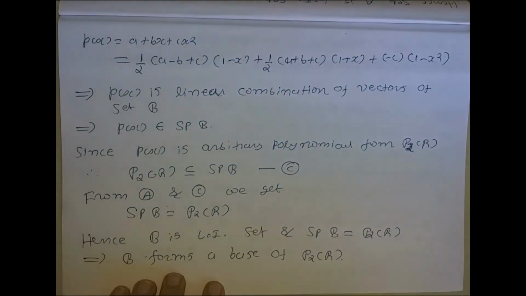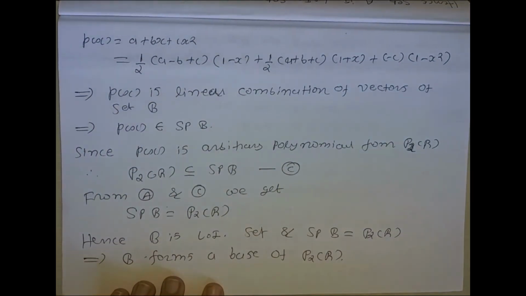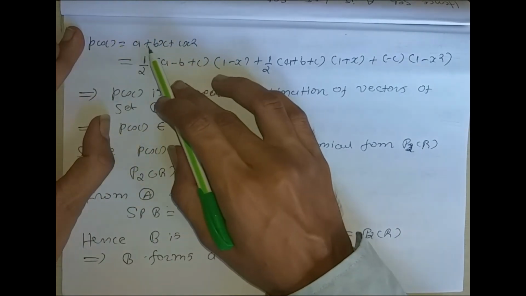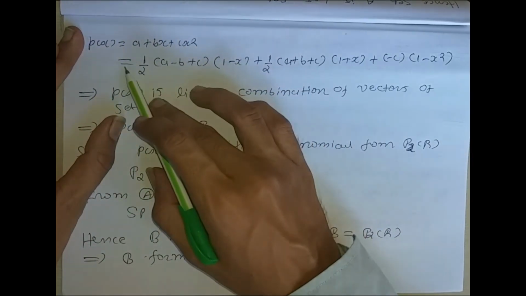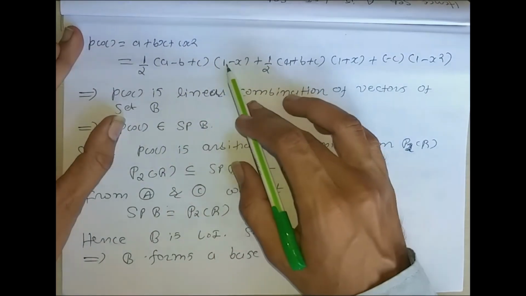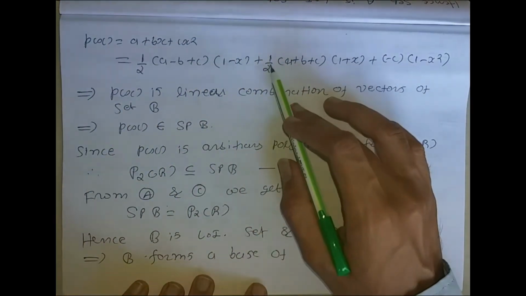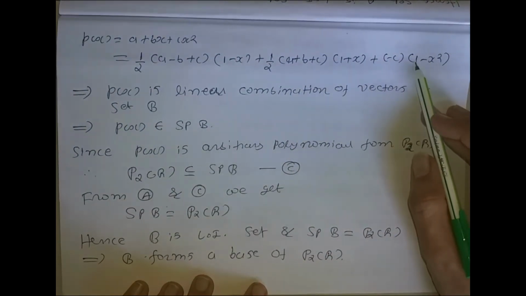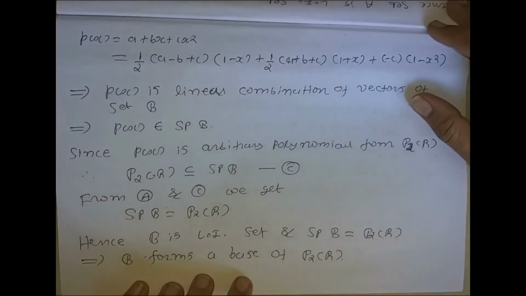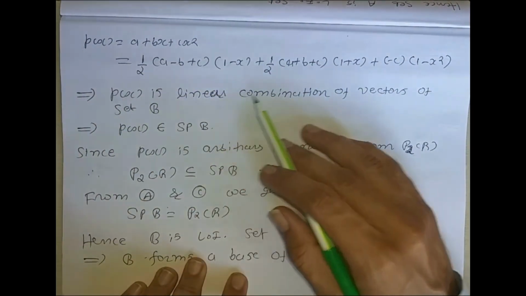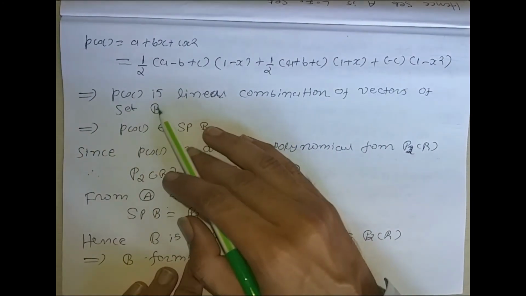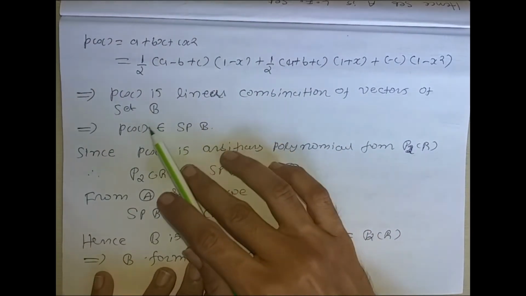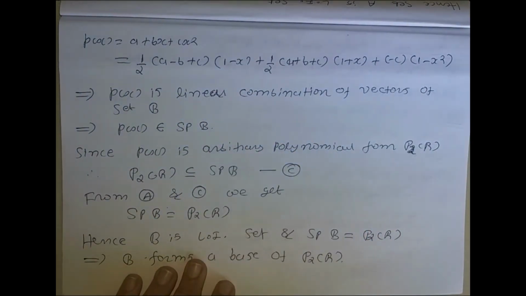Now we have to check whether equation number b is satisfied or not. So put this value in equation number b. We get a plus bx plus cx square is equal to 1/2 (a minus b plus c) times the first vector, 1 minus x, plus 1/2 (a plus b plus c) times the second, 1 plus x, plus minus c into 1 minus x square. So p(x) is a linear combination of vectors of set b, because all these vectors are from the set b. So p(x) belongs to span of b.